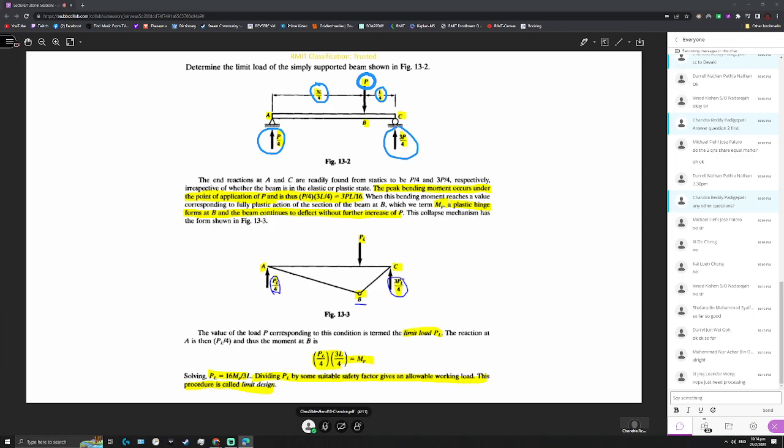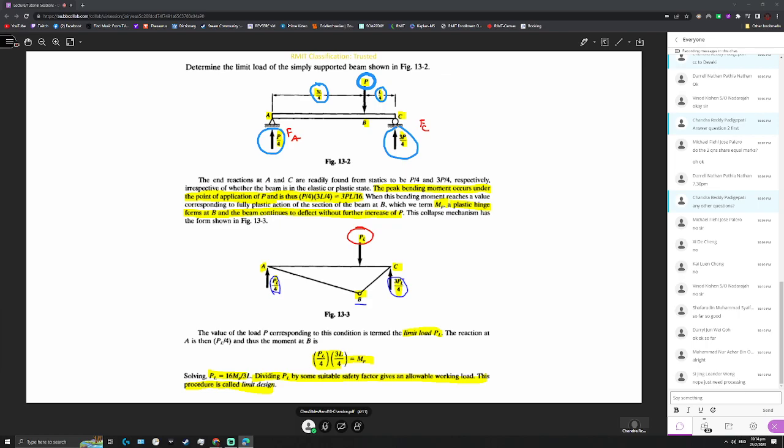Now we can apply the equations of equilibrium and find the reactionary forces. The reactionary force at A is P over 4, and the reactionary force at C is 3P over 4. When the load increases and the beam develops moments at A and C that are plastic moments, the load is termed the plastic load.